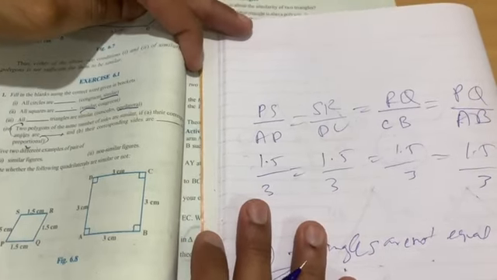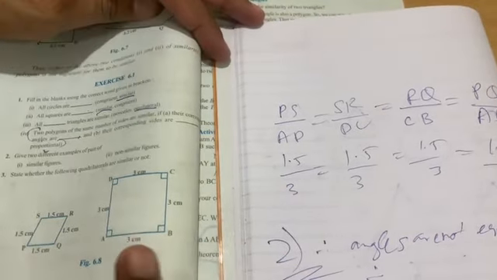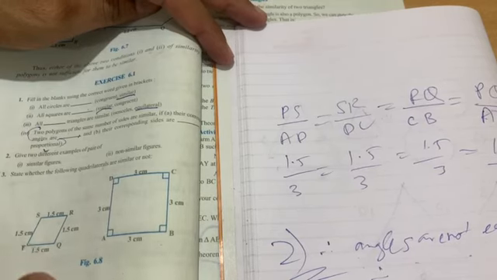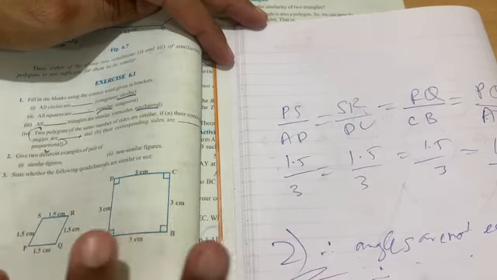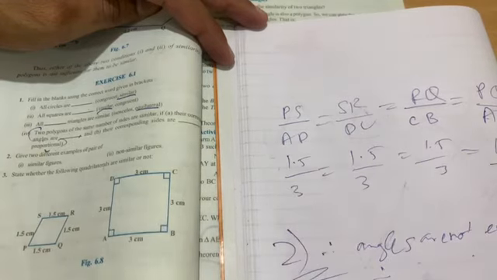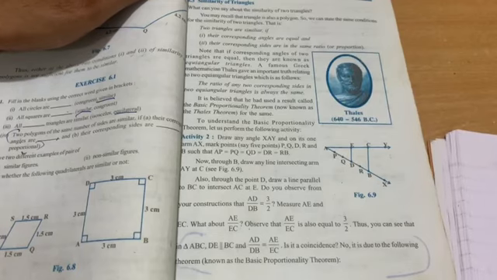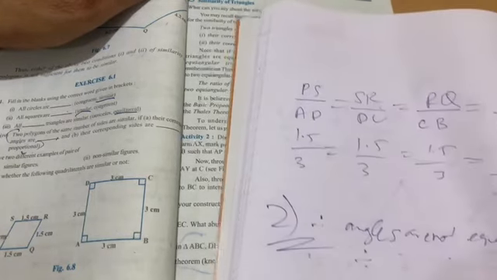I believe you have understood the first topic of this chapter, which is about similar shapes. You have to simply understand how shapes can be similar: they should be proportional as well as have equal angles. So this is about the first exercise. The second exercise we'll discuss in the next video.